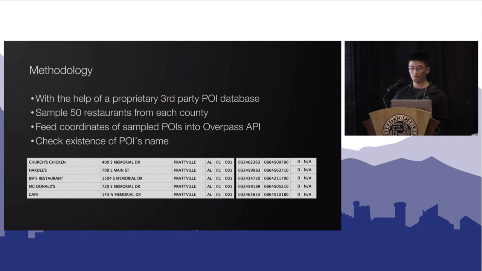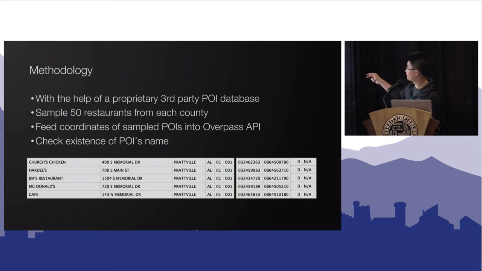Then we feed the coordinates into Overpass API. For each coordinate, a circle range with a radius of 100 meters. I set it as 100 meters. You can set it as 500 meters, doesn't matter. Any property in the circle will be returned. If a property's name is quite similar to a point of interest's expected name, we would mark it as found. That's how we check existence of the point of interest name.